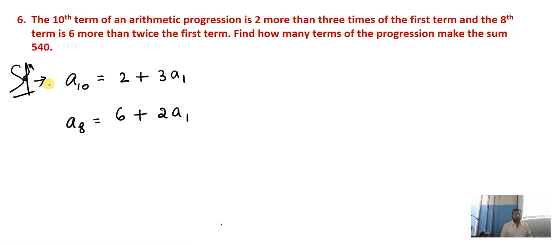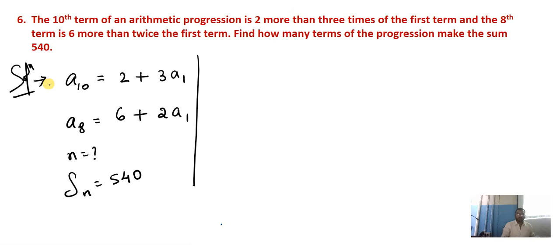Okay. Next, find how many terms of the progression make the sum 540. How many terms will make Sn? They have given Sn as 540. How many terms means they are asking us to find the value of n. Any doubts? My dear students, the problem, how you see, it's not so easy. Observe here. But still it is very easy.